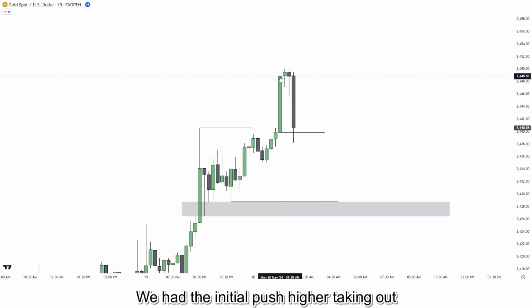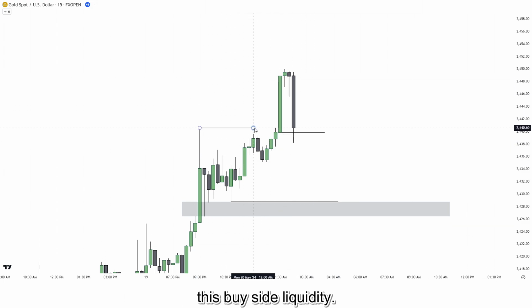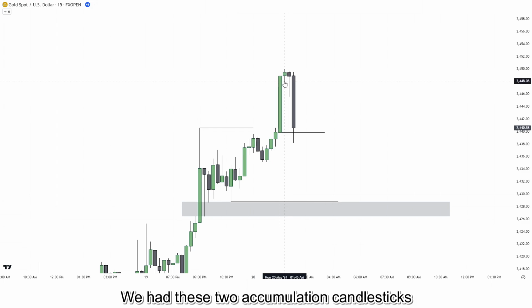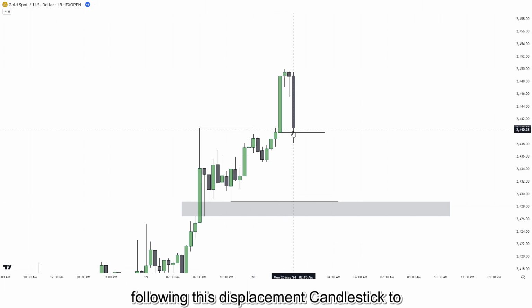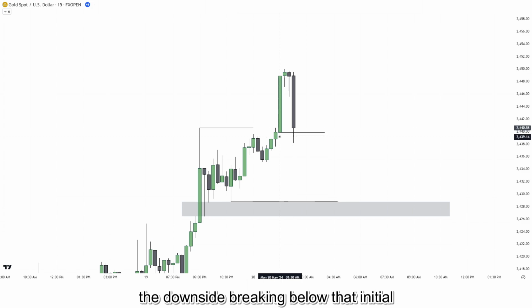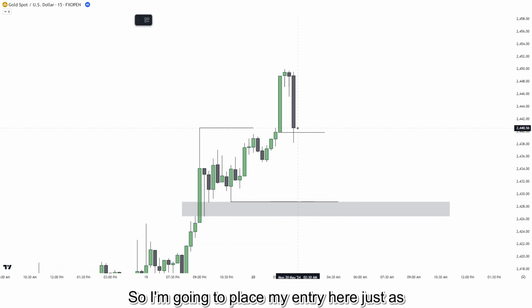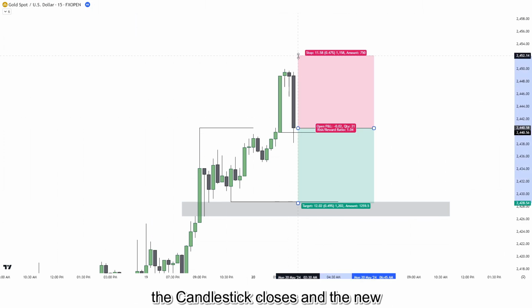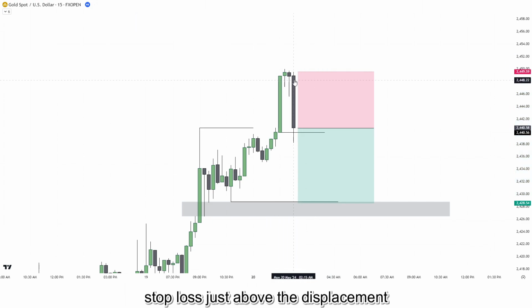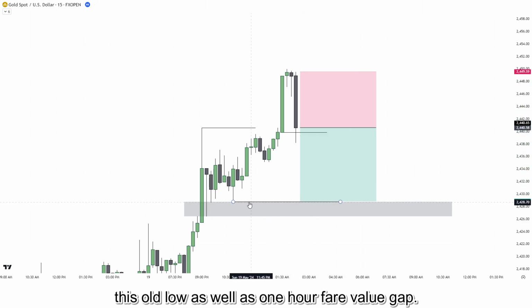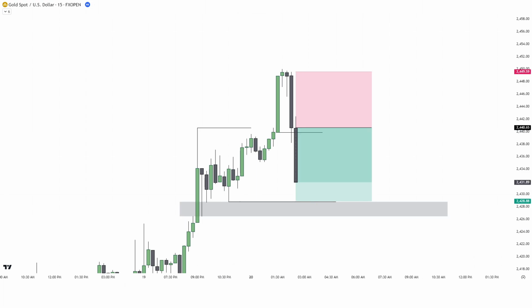As you can see here, we get that blow off signature. We had the initial push higher, taking out this buy side liquidity. We had these two accumulation candlesticks following this displacement candlestick to the downside, breaking below that initial push higher. So I'm going to place my entry here just as the candlestick closes and the new candlestick opens. Stop loss just above the displacement candlestick high, targeting back below this old low as well as the 1-hour fair value gap. Let's see how this plays out.